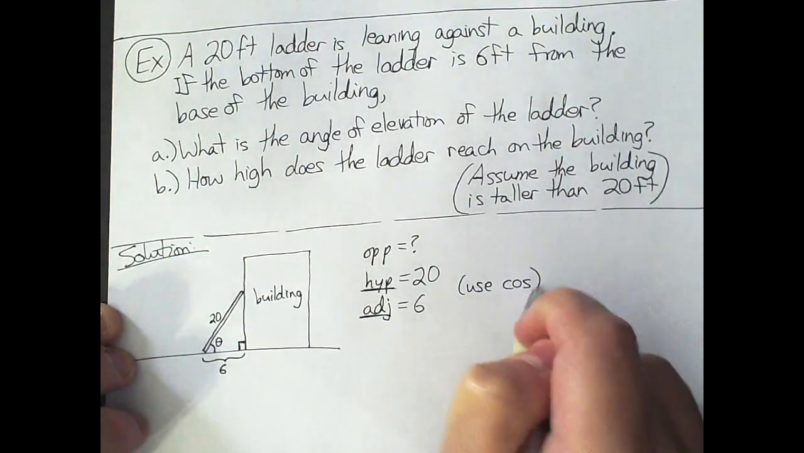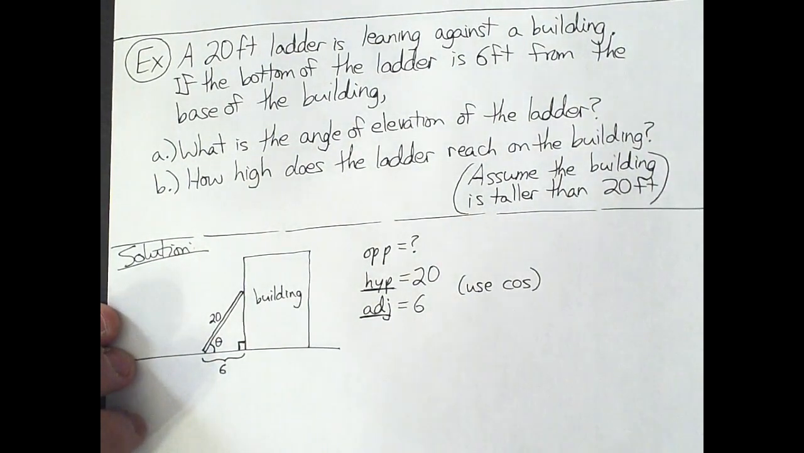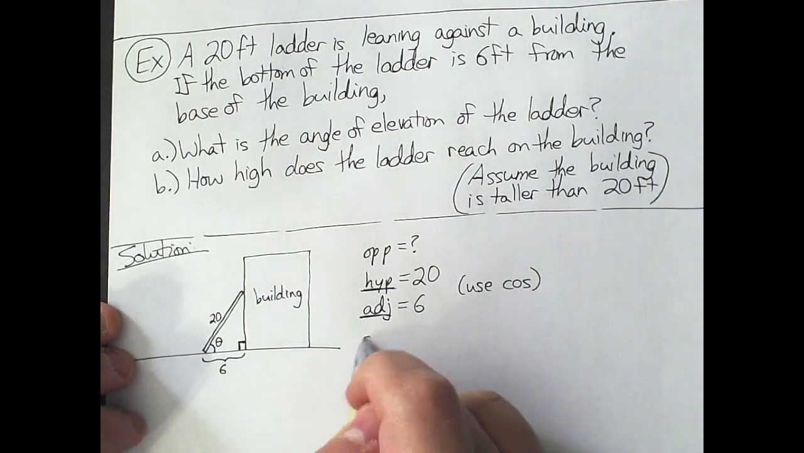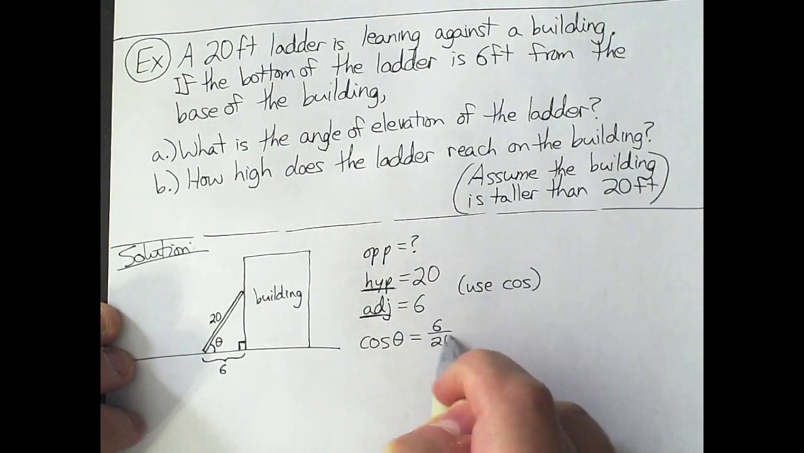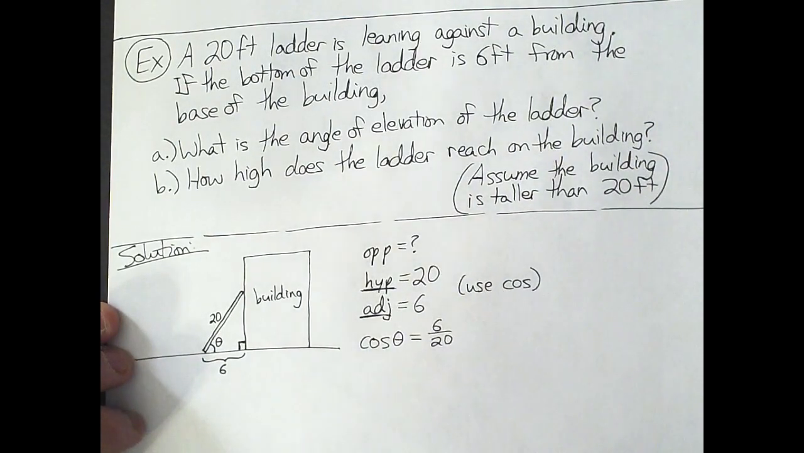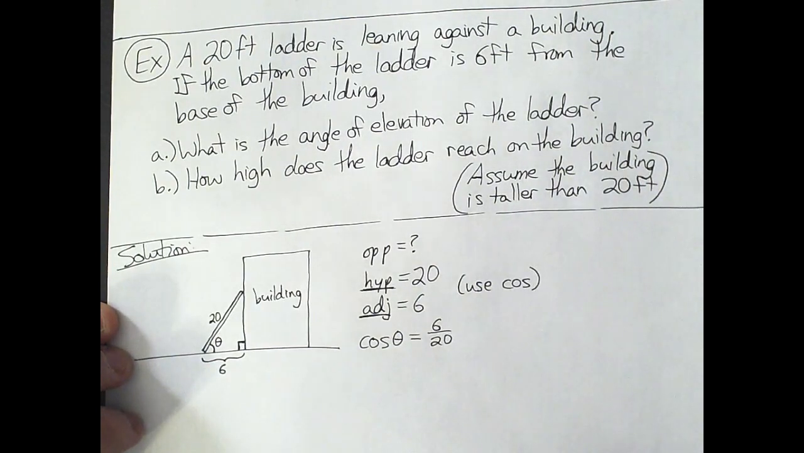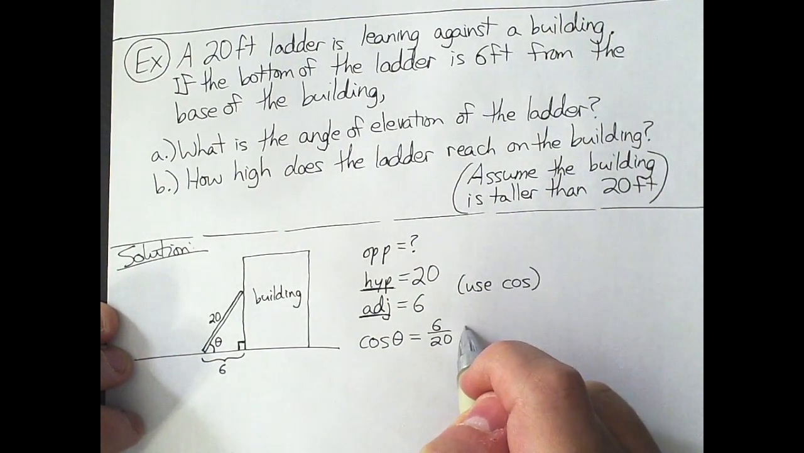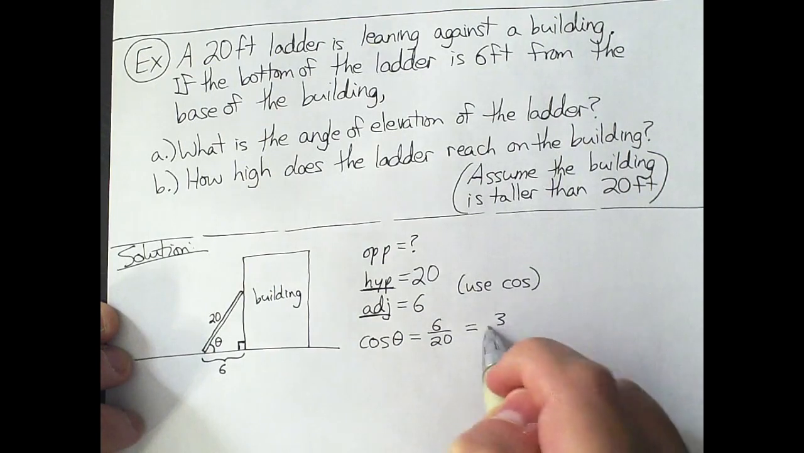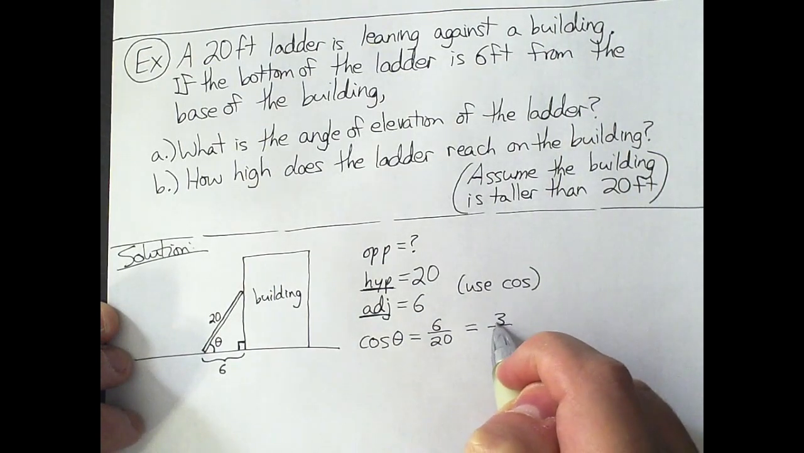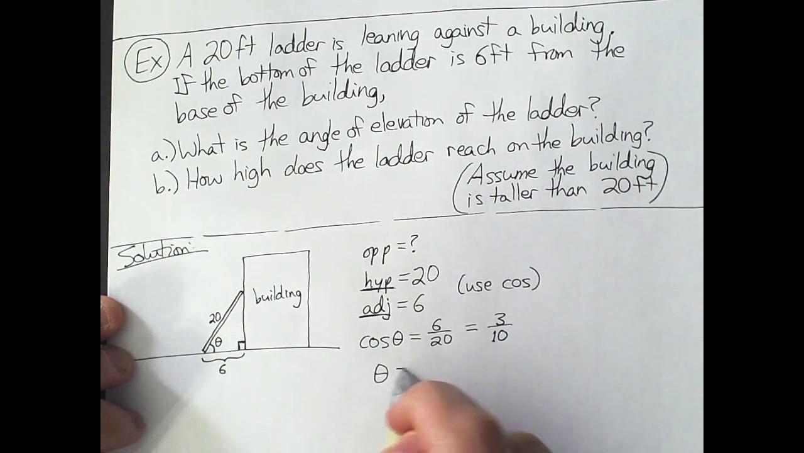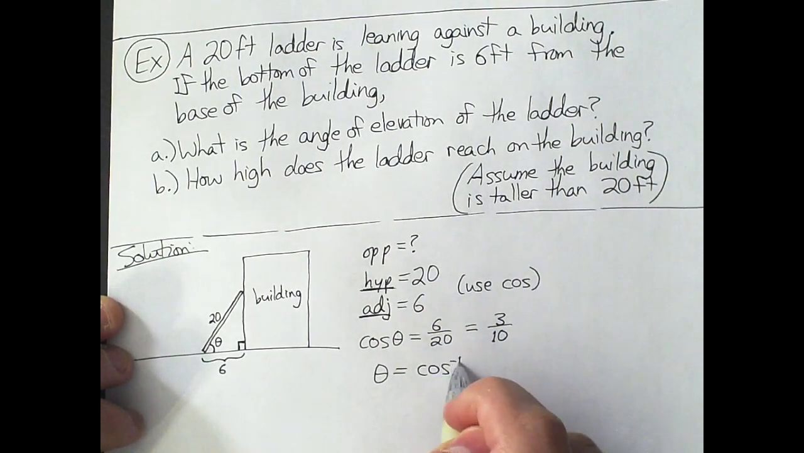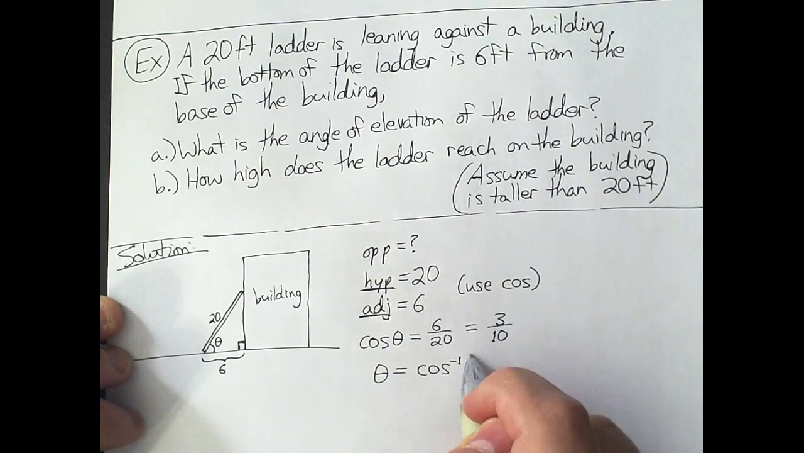I think cosine is the way to go. Cosine is going to equal adjacent over hypotenuse. So we could say cosine of theta is 6 over 20. 6 over 20 can be simplified to 3 over 10. You should do that kind of simplifying. So theta is inverse cosine of 3/10.